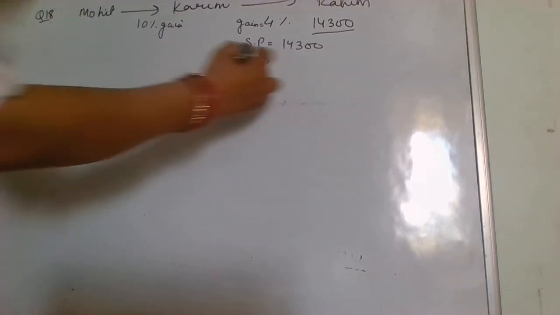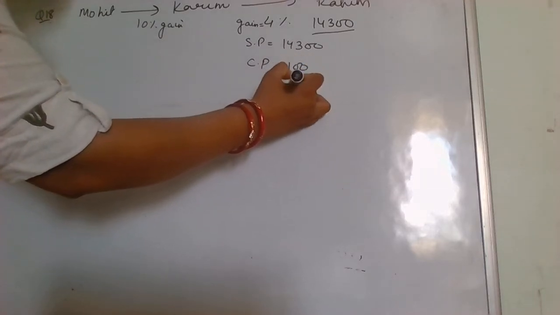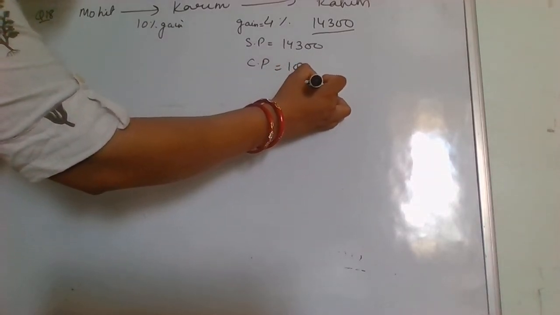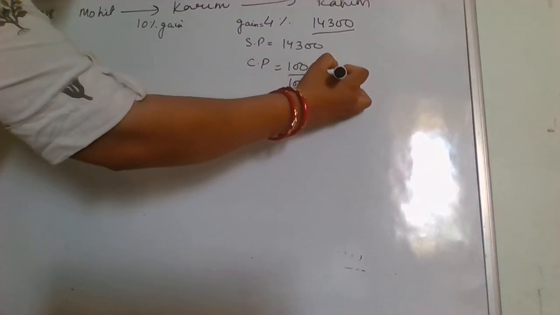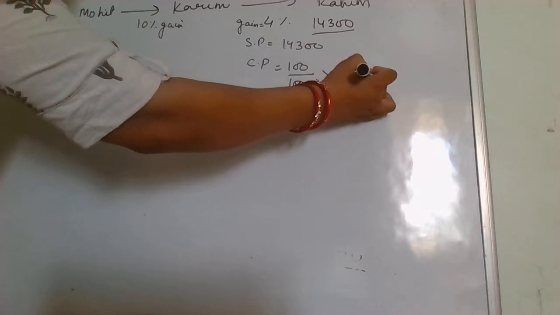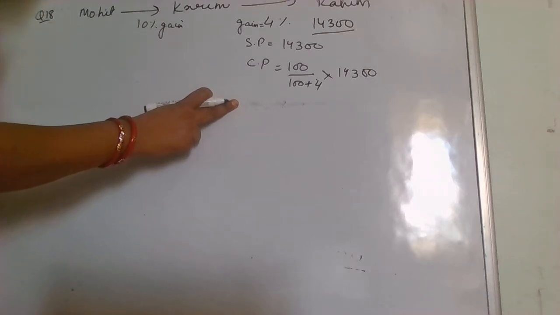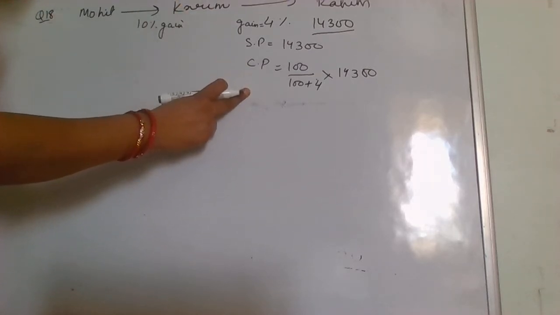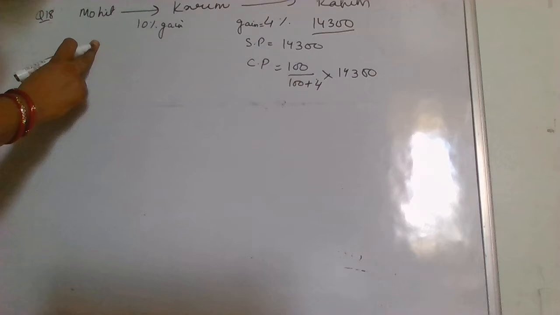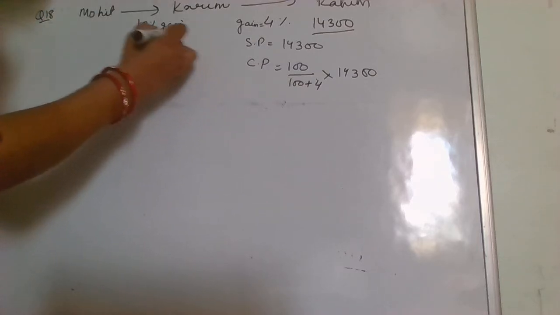CP is equal to how much? Again 100 by 100 plus gain percent. So I will write directly. And here selling price is equal to how much? 14,300. So this will be the CP for Karim. Whatever CP is there for Karim, that is the selling price for Mohit. So this is equal to the selling price of Mohit.